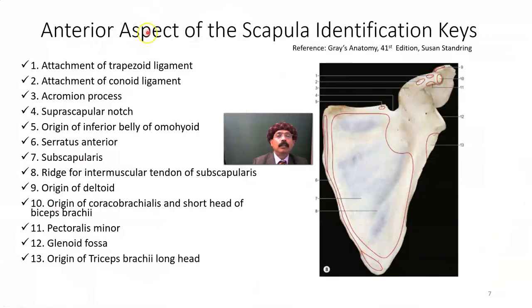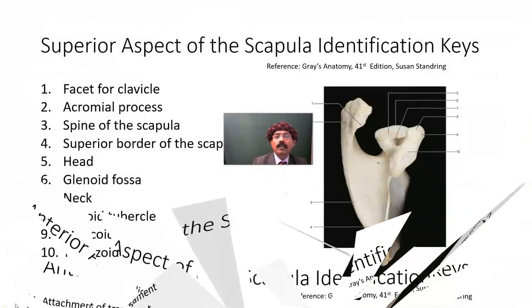Again, anterior aspect of the scapula identification keys. We'll find the subscapularis muscle here. This is the origin of the long head of triceps brachii, and the origin of the coracobrachialis and the short head of biceps brachii. And this is number 11, the insertion of the pectoralis minor muscle. Okay, so let's go to the next slide.